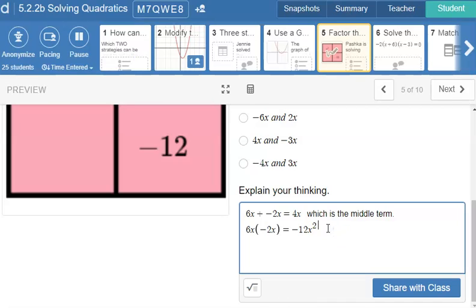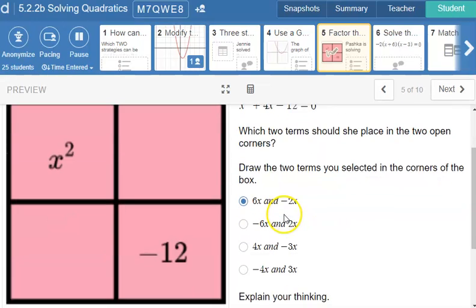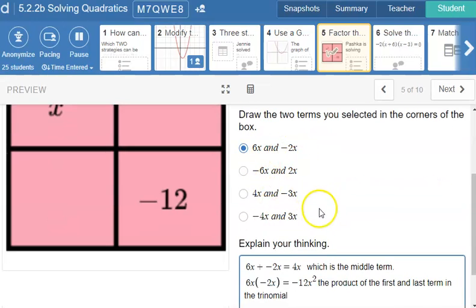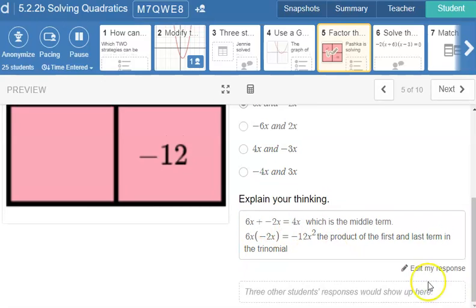All right, so let me go back here, Control V. So it's the product of the first and last term in the trinomial. So when you multiply the x squared and the negative 12, you get negative 12x squared. That's also got a product of negative 12x squared. So that is why that is true. All right, and then you would share that with the class.